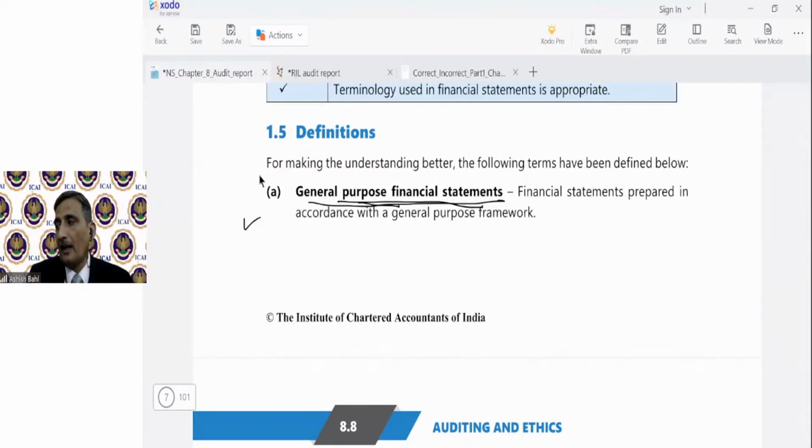Okay, you are ahead of the time. Yes, you said it. You are saying that you have read it yesterday. Yes. So, general purpose financial statements are those financial statements which are prepared in accordance with general purpose framework. Okay. So, question arises, then what is the meaning of general purpose framework?